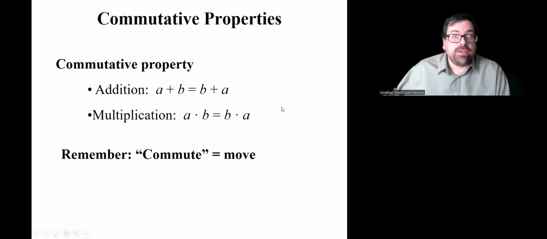So to help you remember that this one is the commutative property, remember commute means move. Your morning commute is where you go from one place to another. Here we're physically lifting up the A and the B and we're moving them into different locations.